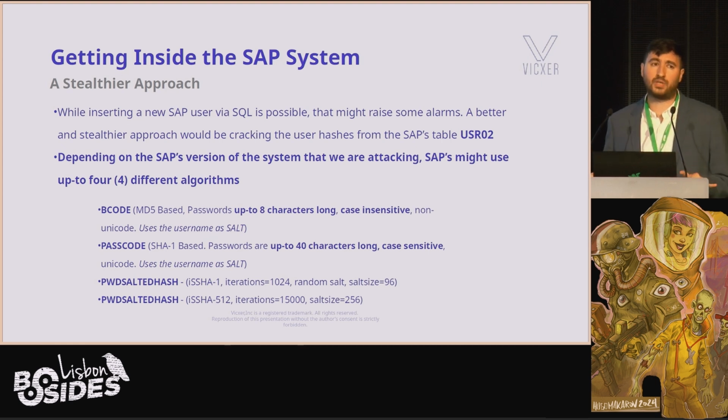The first one and the most vulnerable is called BCODE. And hear this. It's MD5 based. MD5. It's up to 8 characters long. No matter if you put like a gigantic password, whatever you put there, SAP is going to truncate it to 8. Case insensitive. Some of you, if you have experience with cracking, you're already enjoying this. It's non-Unicode, and it does have a salt. Good, at least the hash is salted. But the hash is using the username as the salt. So yeah, you cannot do a rainbow table for pretty much everyone, but you can target whatever user you want.